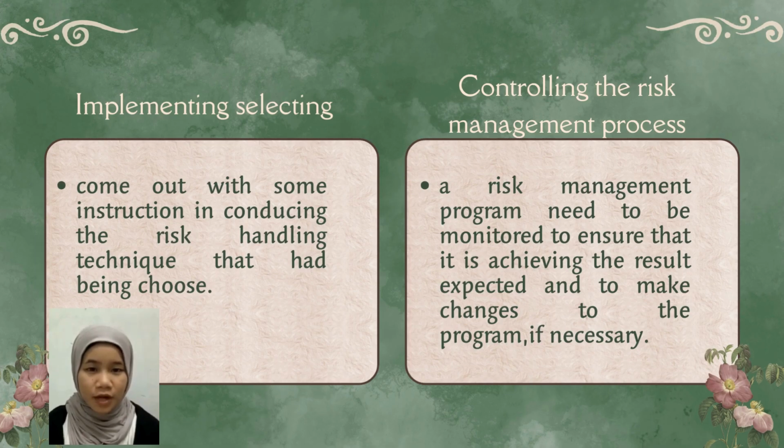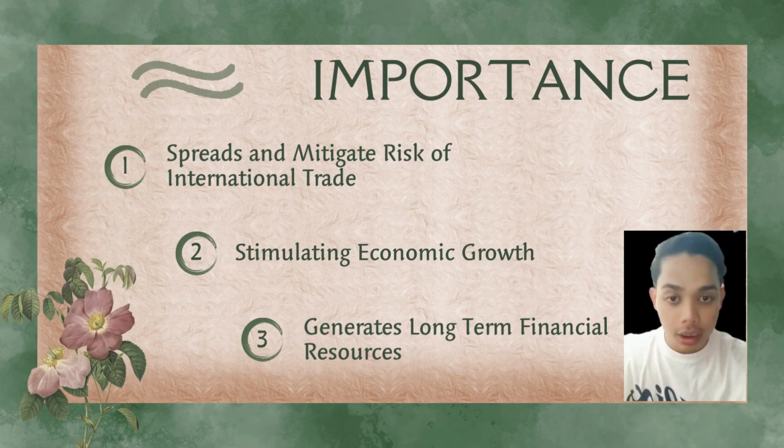After the selection of the most appropriate technique or combination of techniques, the next step is to implement the risk management program and come up with some instructions in conducting the risk handling technique that has been chosen. Once you implement a risk management program, it needs to be monitored to ensure that it is achieving the expected result and to make changes to the program if necessary. Examples of controlling are by timetable, checklist, auditing, spot check, and observation. Next, I will present about the importance of international trade insurance.